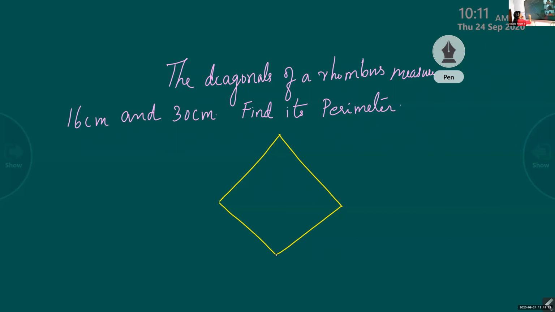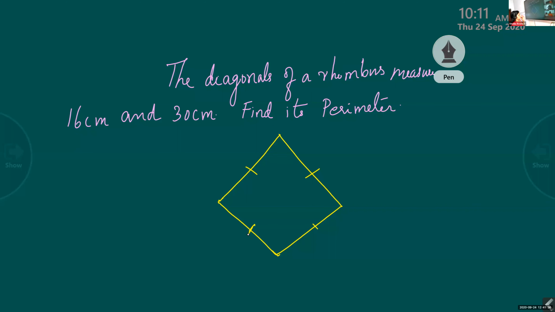This is the figure, a rhombus. The peculiarity is that all the sides of the rhombus are equal in measure. We say adjacent sides are equal. This side is equal to this side, and this side is equal to this one and this one. That means all sides are equal, isn't it? All the sides are equal in a rhombus.